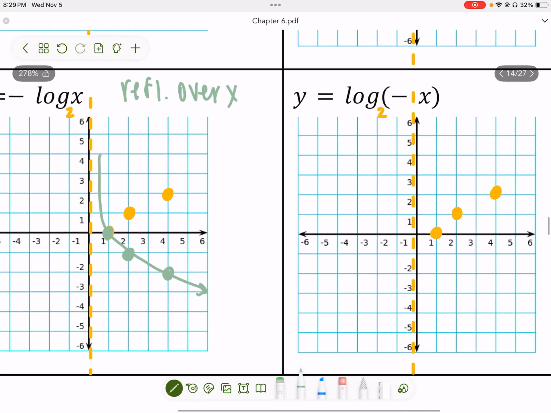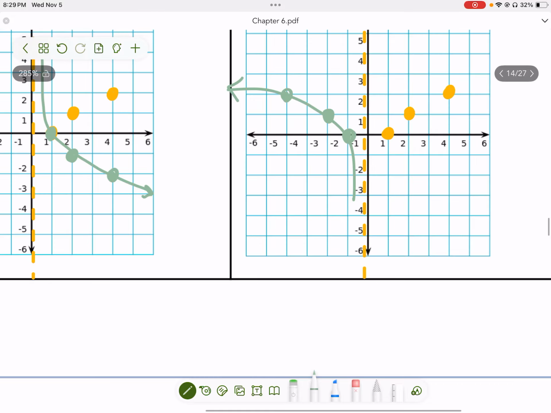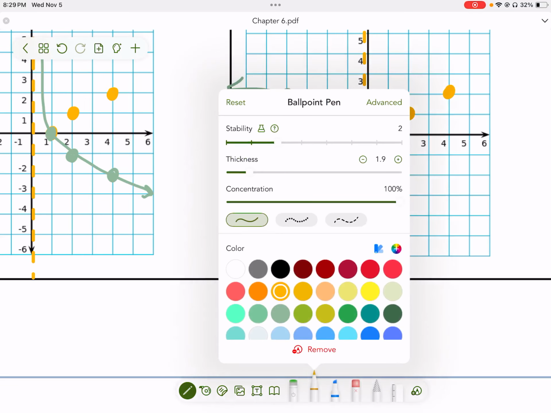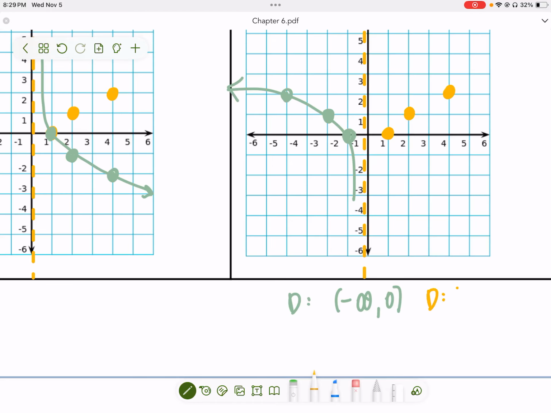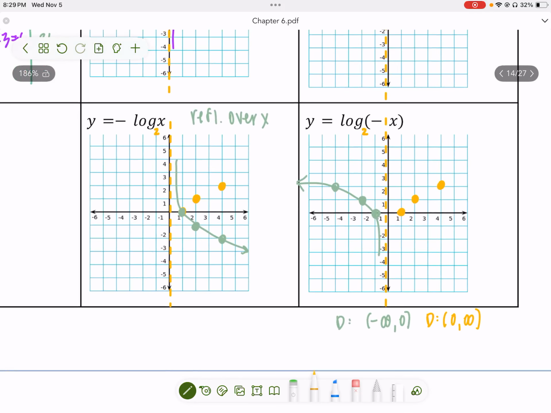Asymptote is not affected. And reflecting over the y, asymptote is also not affected, but our domain is affected. So the domain is going to be -infinity to 0, whereas on the original, the domain was 0 to infinity. Just a quick little note there. All the other stuff is not affected, like range for that one, or domain and range for the other one. Just wanted to make you aware of that.